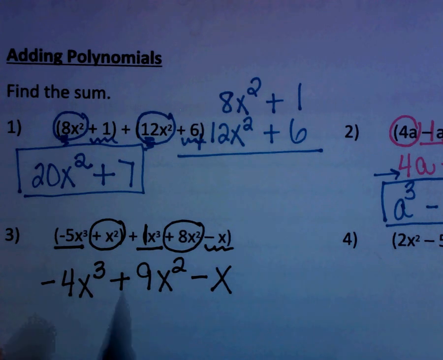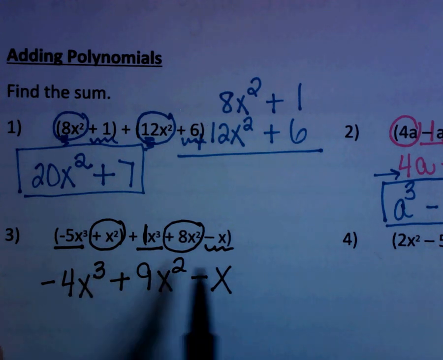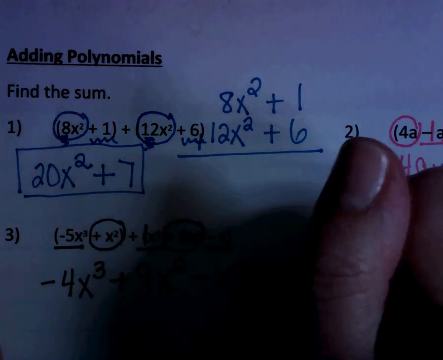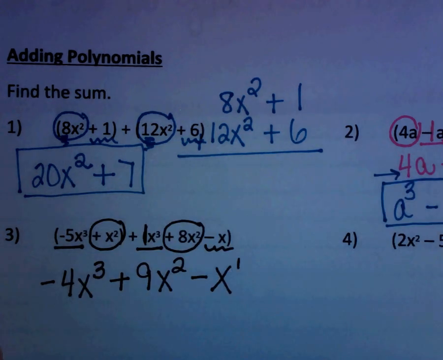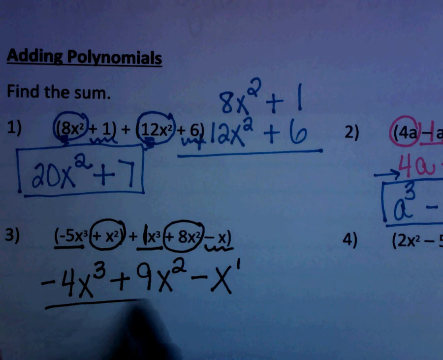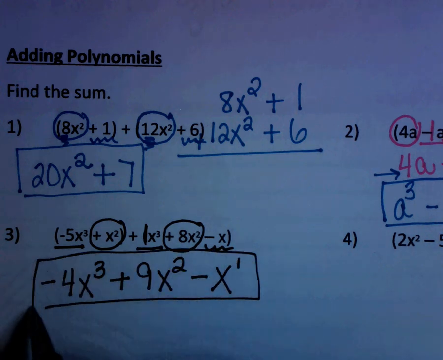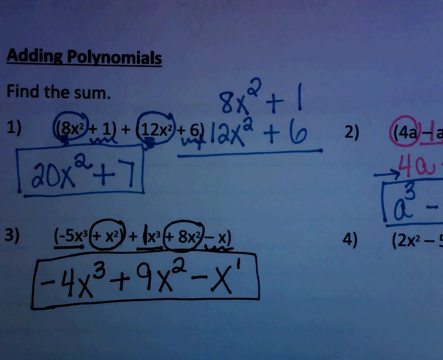Okay, now let's check. Are we in descending order? Remember here, the understood exponent would be 1. You don't have to put a 1 there. You can, but you wouldn't see it normally with a 1 right there. I just want you to know that there is a 1 right there.